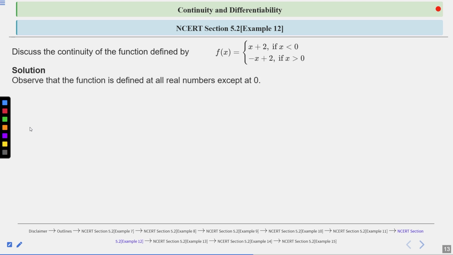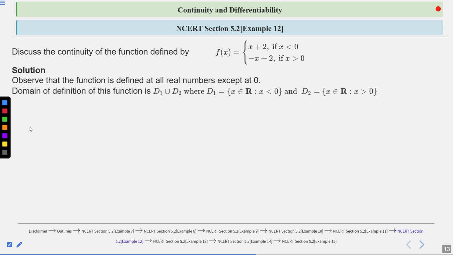Observe that the function is defined at all real numbers except x equal to 0, right? So the domain of definition of this function is basically D1 union D2, where D1 is x belongs to real when x is less than 0, and D2 is x belongs to real when x is greater than 0, right? Let us see case 1.